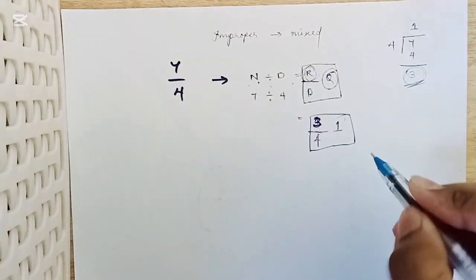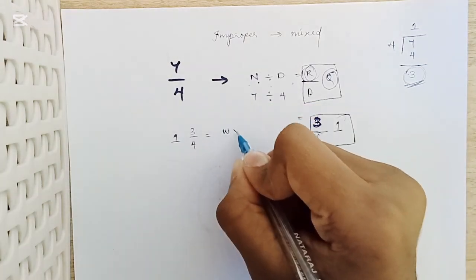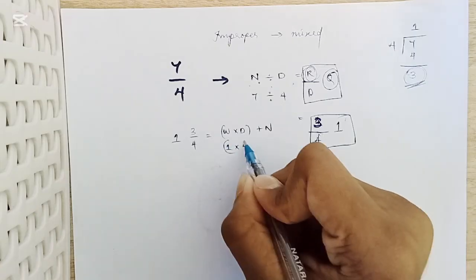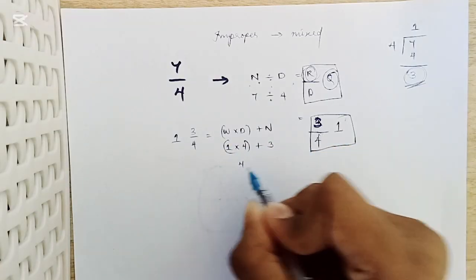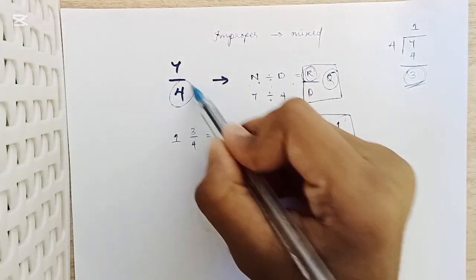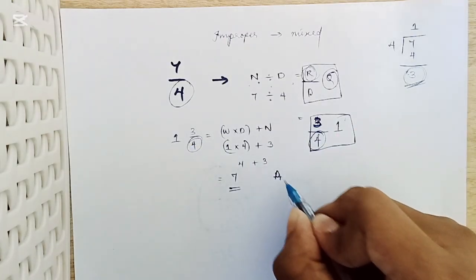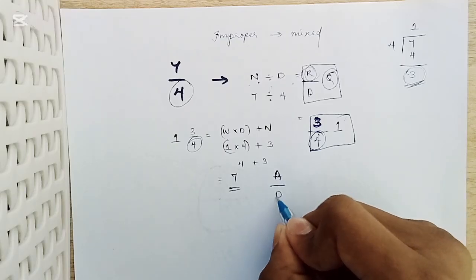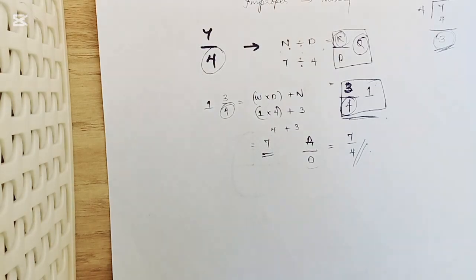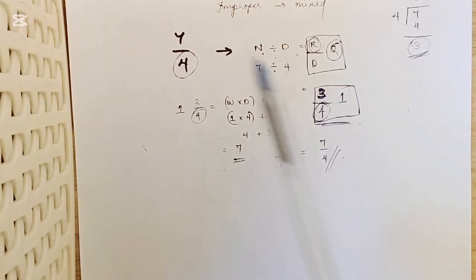So to see if this is the right answer, let's try to get this from this. So 1 3 by 4 is equal to W into D plus N. W is 1 into 4 plus 3. 4 plus 3 is equal to 7. Now 7 divided by the denominator 4 will give us the proper fraction, 7 by 4. So this is how you do the conversions from mixed fraction to improper and from improper to mixed.